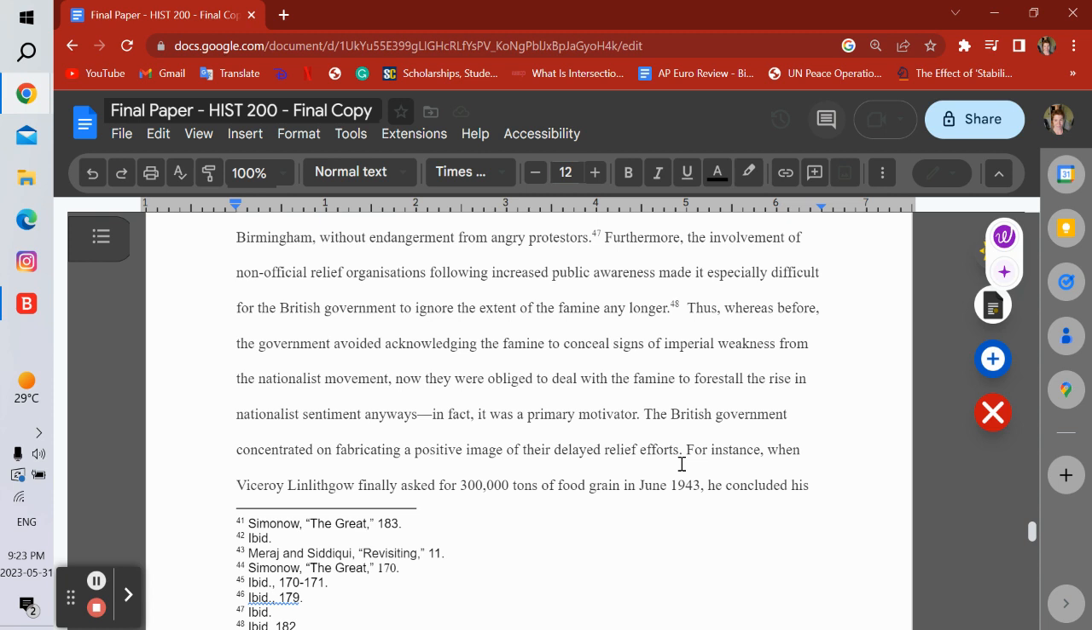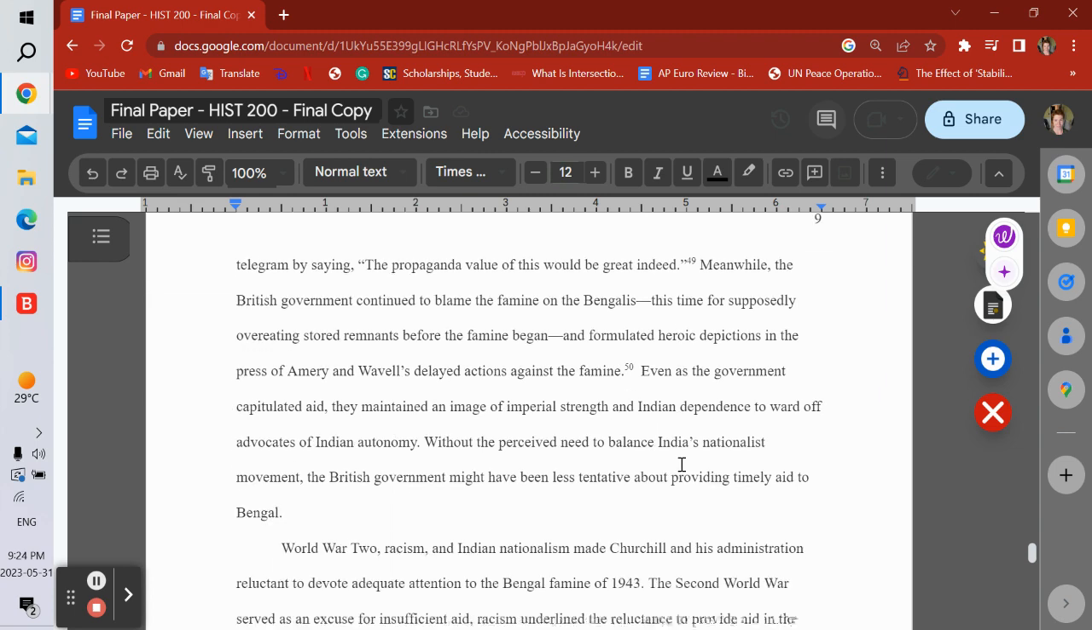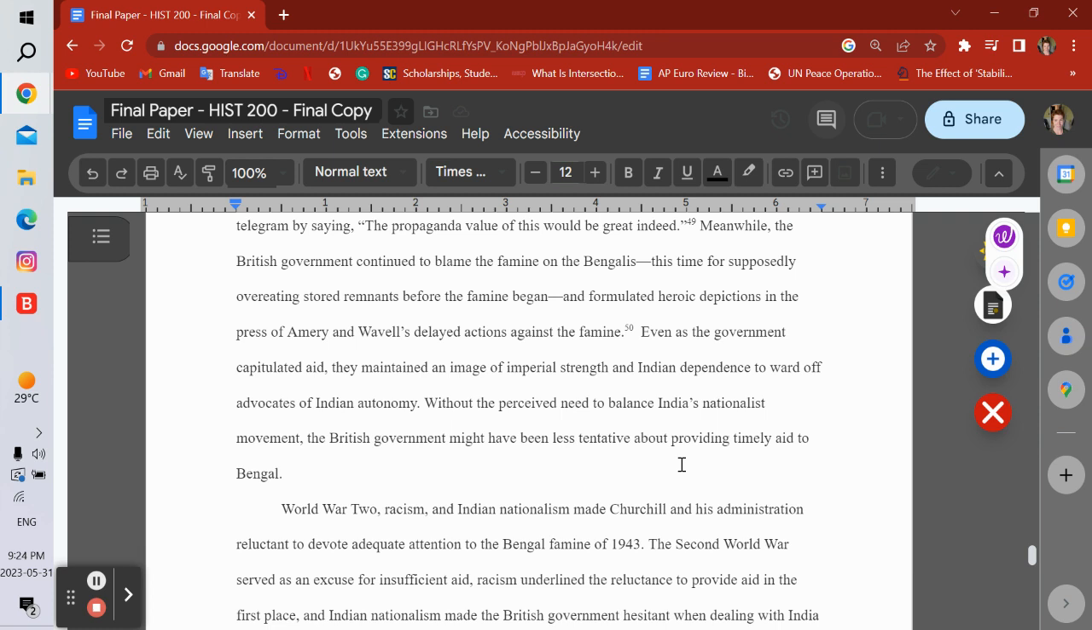For instance, when Viceroy Linlithgow finally asked for 300,000 tons of food grain in June 1943, he concluded his telegram by saying, "The propaganda value of this would be great indeed." Meanwhile, the British government continued to blame the famine on the Bengalis, this time for supposedly overeating stored remnants before the famine began, and formulated heroic depictions in the press of Emery and Wavell's delayed actions against the famine. Even as the government capitulated aid, they maintained an image of imperial strength and Indian independence to ward off advocates of Indian autonomy. Without the perceived need to balance India's nationalist movement, the British government might have been less tentative about providing timely aid to Bengal.